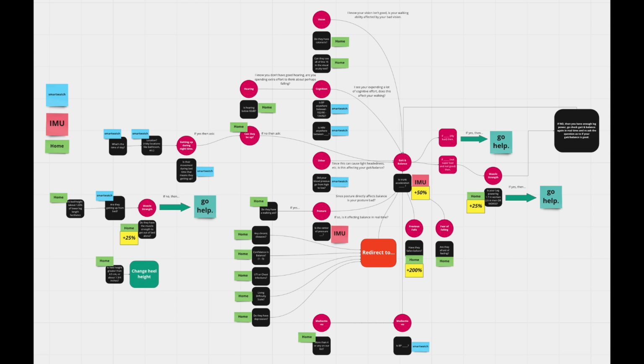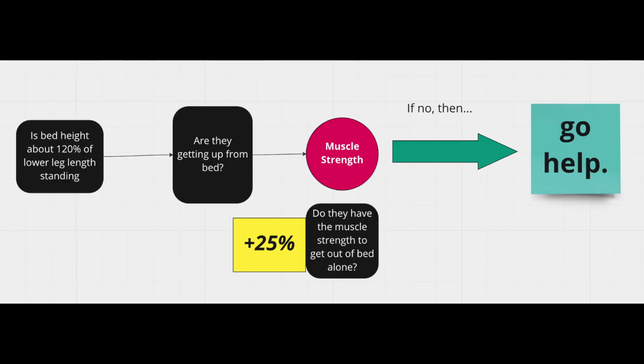So this is a picture, if you're more of a visual person. I can walk through a specific example. One of the examples is with bed height. If we see that the bed is really high compared to the length of your lower leg, we'll then ask if you're getting up from bed.